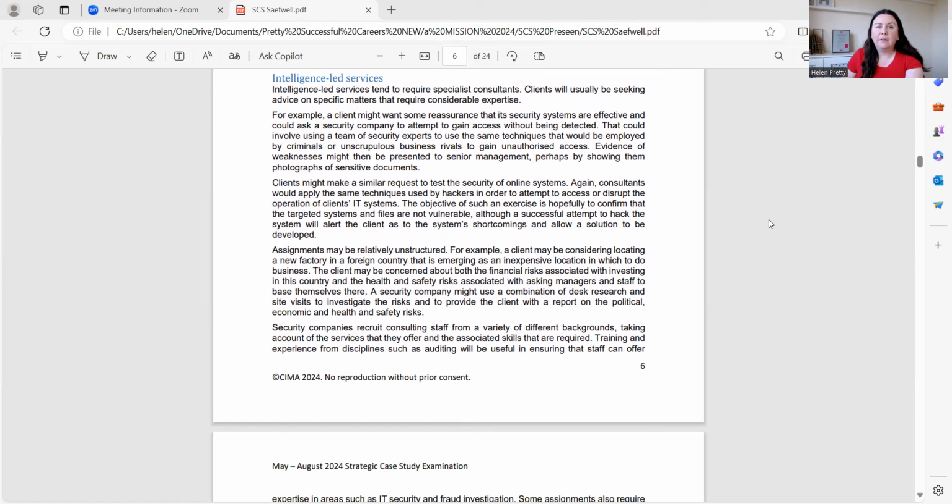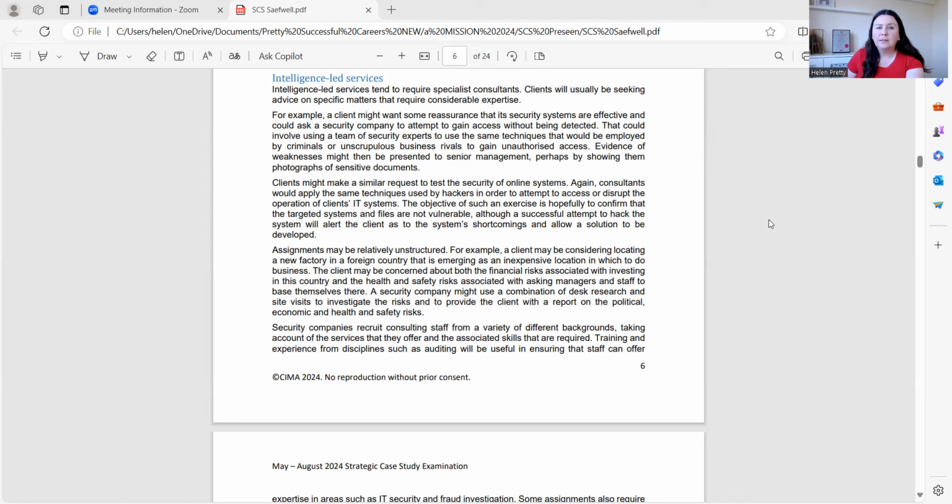Assignments may be relatively unstructured. For example, a client may be considering locating a factory in a foreign country that is emerging as an inexpensive location in which to do business. The client may be concerned about both the financial risks associated with investing in this country and the health and safety risks associated with asking managers and staff to base themselves there. A security company might use a combination of desk research and site visits to investigate the risks and to provide the client with a report on the political, economic, and health and safety risks.